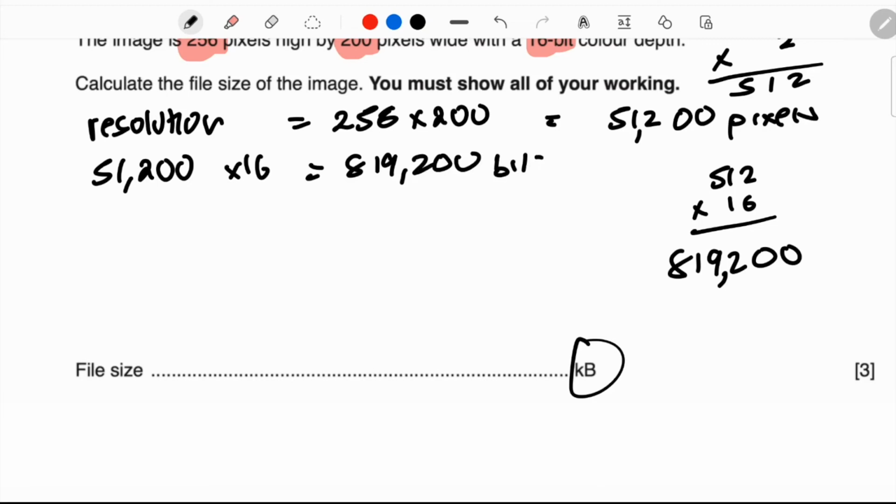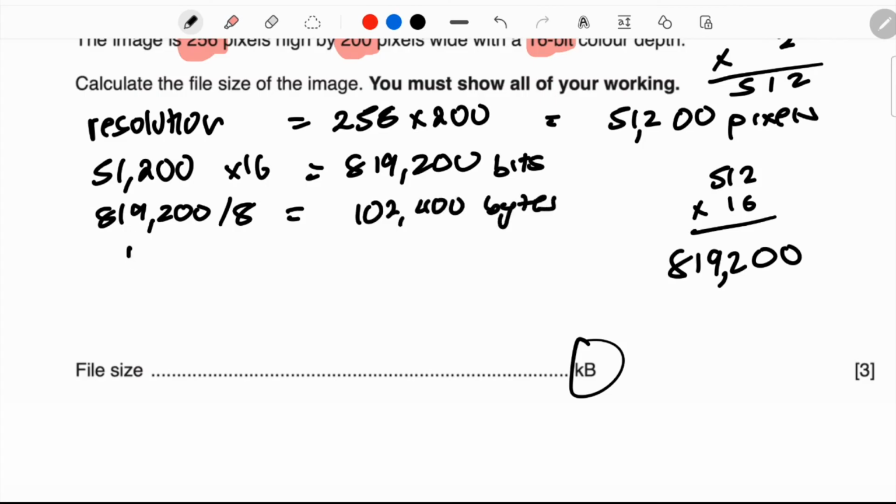So 819,200 bits. Now we divide this by 8. This will take a lot of time in the exam, but you just have to do it. There's no other shortcut to doing long division. So you just have to do it the long way. 819,200 divided by 8, because we want the number of bytes, gives us 102,400 bytes.